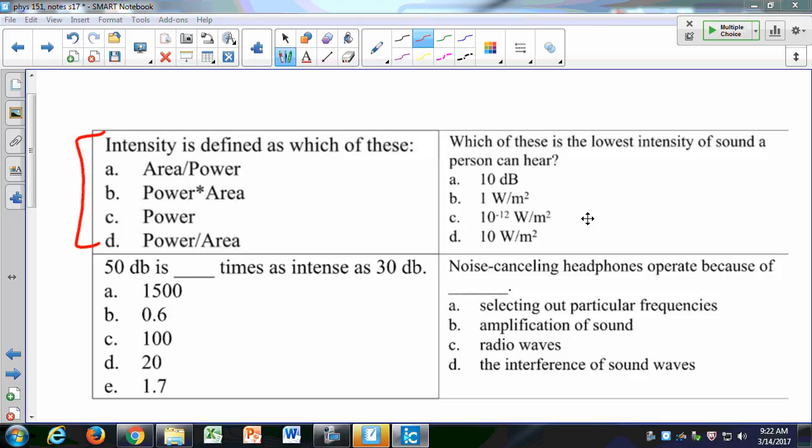If this was 60 decibels, it would be 1,000. If this was 70 decibels, it would be 10,000, and on and on. An increase in 10 dB causes an increase of 10 times the intensity. If I add 10 to the decibels, I multiply the intensity by 10. It's a logarithmic scale.